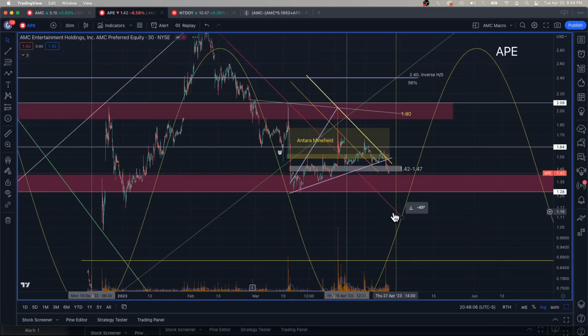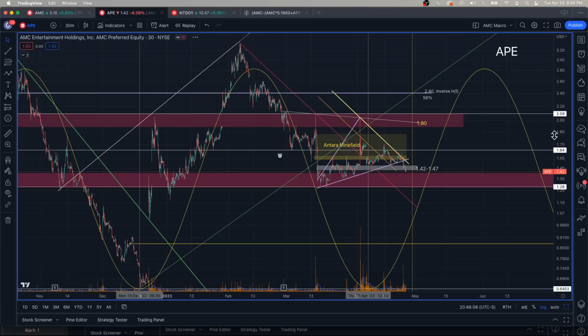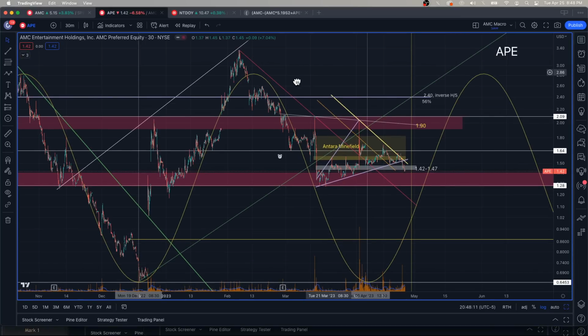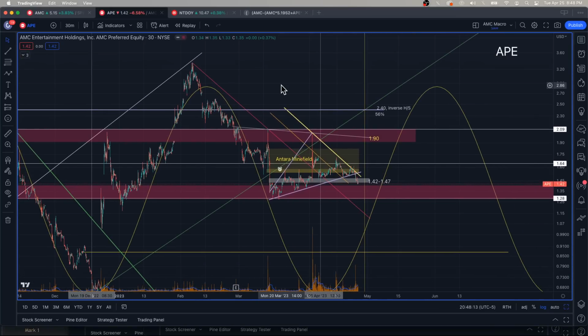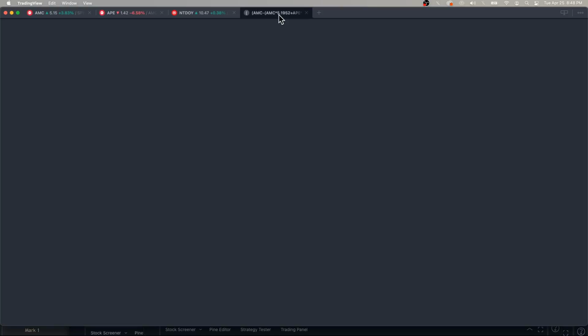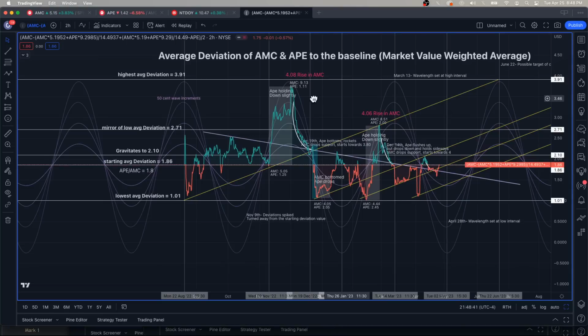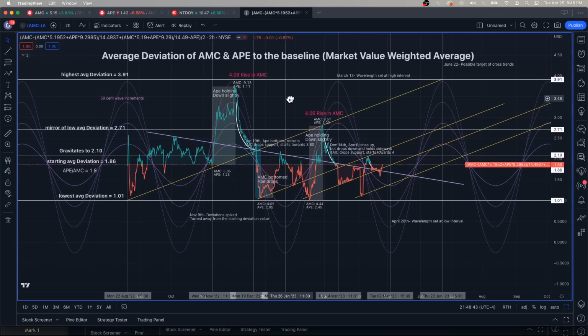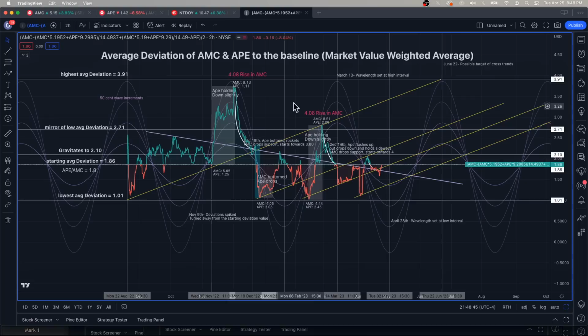And how does APE kind of work with all that? Well, the short answer is I don't really know. I think APE is going to largely be tied to the hip with AMC. And I think that because, again, this is my rotational symmetry chart, or excuse me, this is my average deviation of AMC to APE to the baseline, which is the market weighted average. Notice that today we closed at 1.86. Guess what? We started at 1.86. You want to know where else we closed at 1.86?